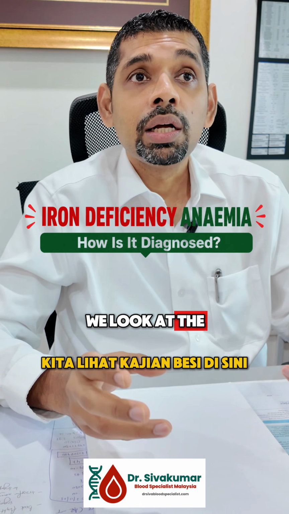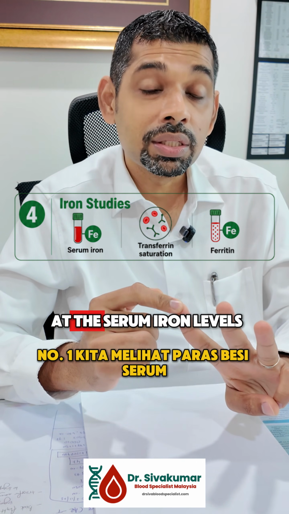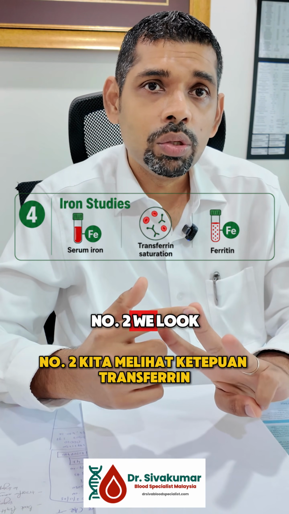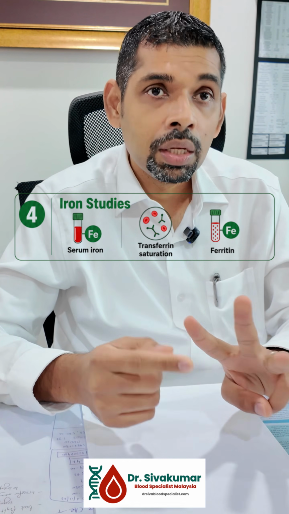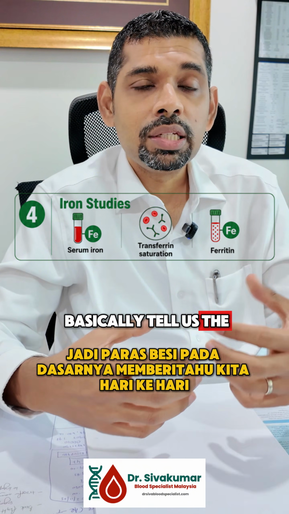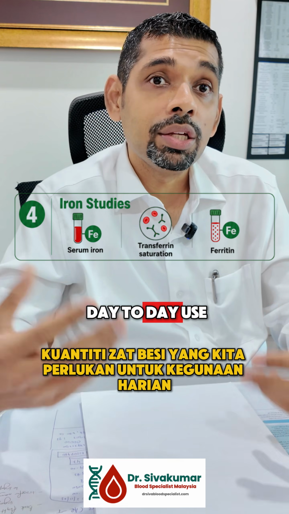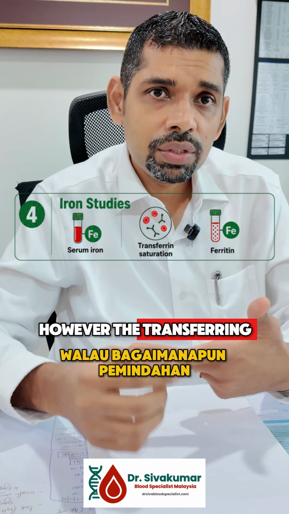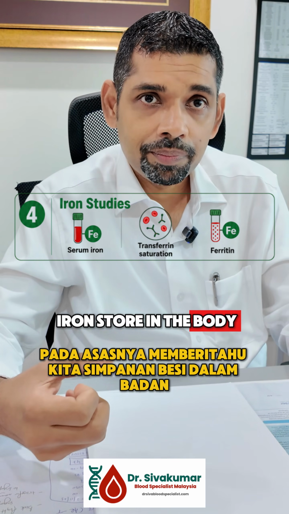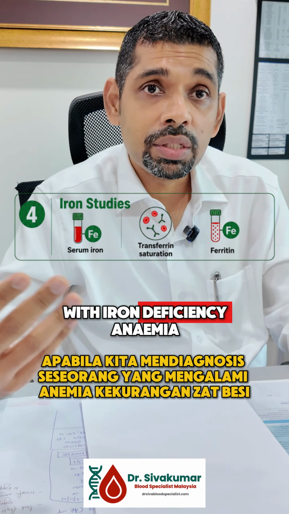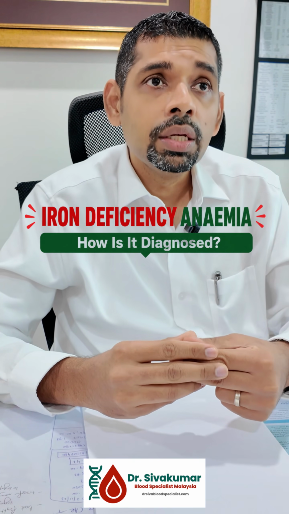We look at the iron studies. Here we look at three important parameters. Number one, we look at the serum iron levels. Number two, we look at the transferrin saturation. And number three, we look at the ferritin levels. So the iron levels basically tell us the day-to-day use of iron, the quantity of iron that we require for day-to-day use. However, the transferrin saturation and the ferritin basically tell us the iron store in the body. When we diagnose someone with iron deficiency anemia, we need to look at all three parameters.